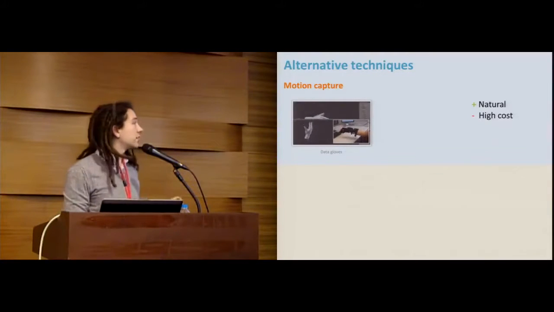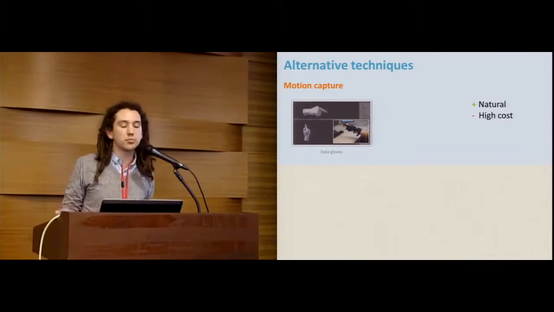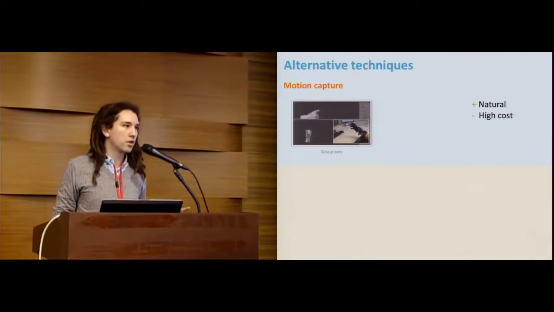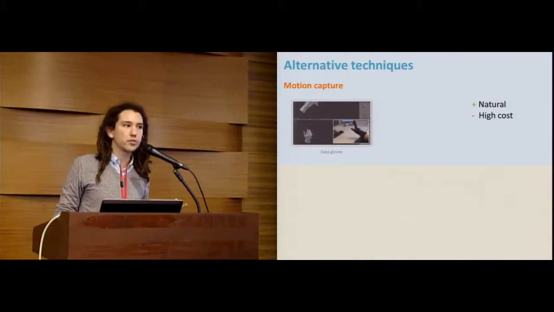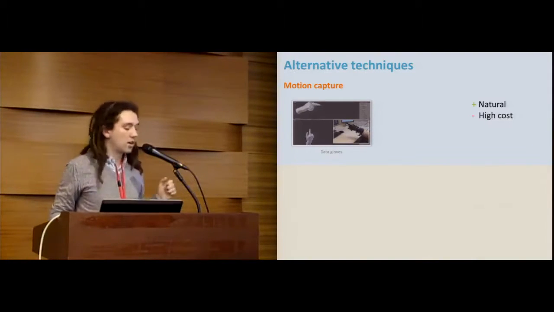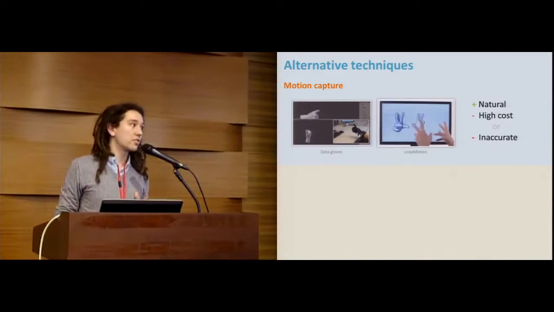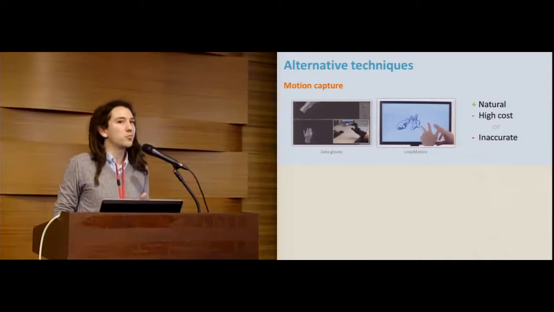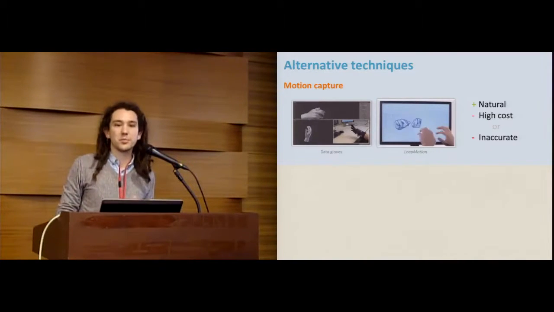But we can look at some alternative techniques for easing the hand animation process. There is motion capture, of course, which is natural since you perform the motion yourself, but it often relies on expensive hardware, such as data gloves here, or on the contrary, on low-cost sensors, like the Leap Motion, which are in practice not accurate enough for hand animation.